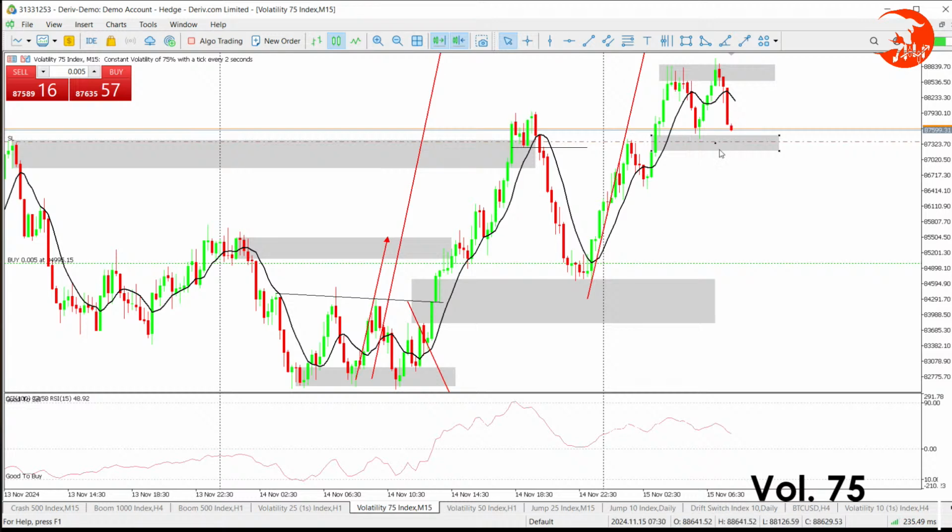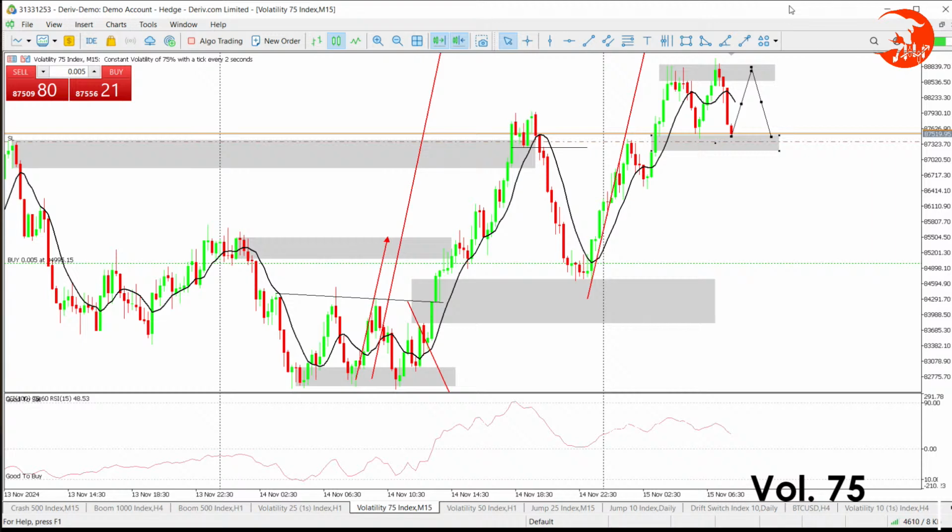So if we don't see any change of character here, we cannot presume that we are going to continue selling. There's a possibility of it playing around this area like so, until it gives us a fake breakout here and later on continues to buy, or until it gives us a change of character and then continues to sell. So don't be surprised if we see some of that kind.